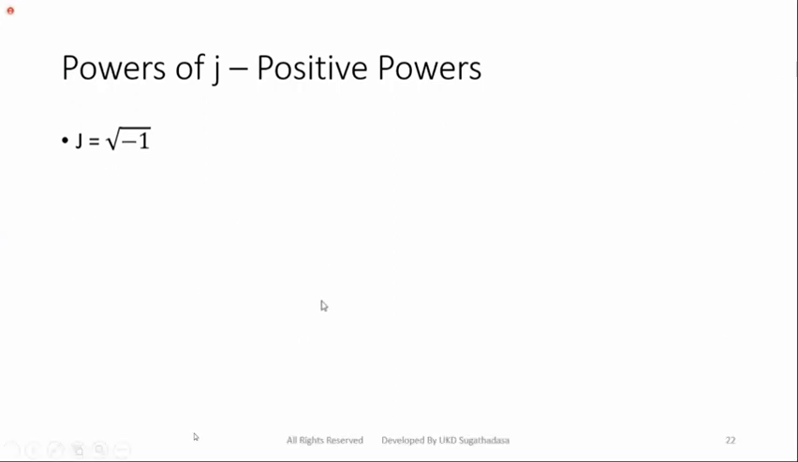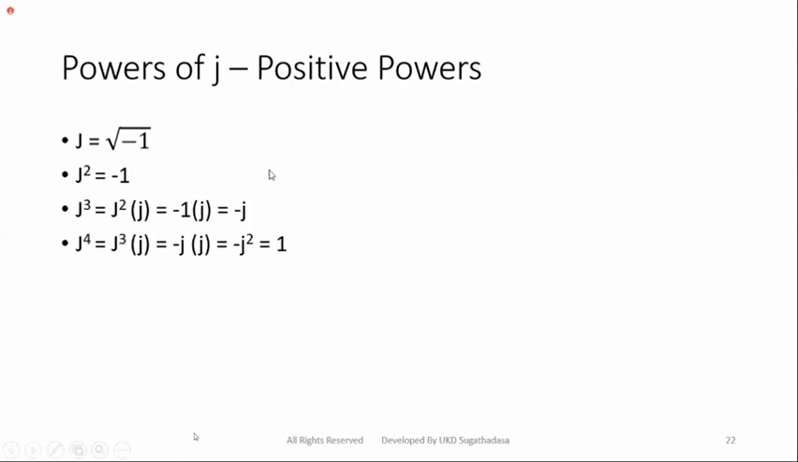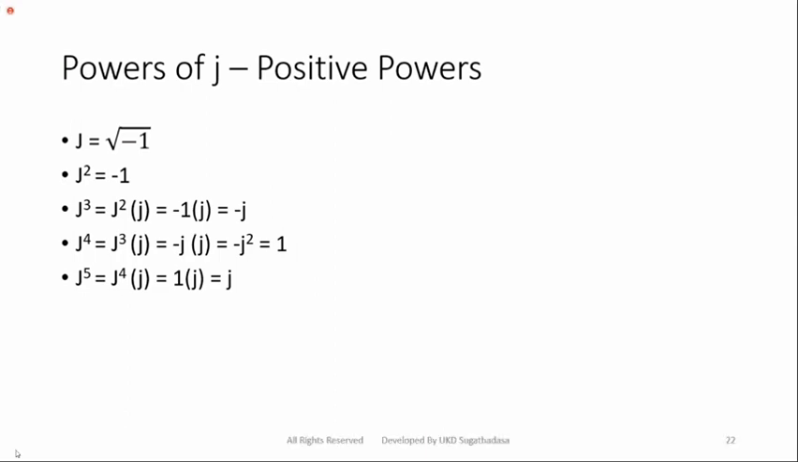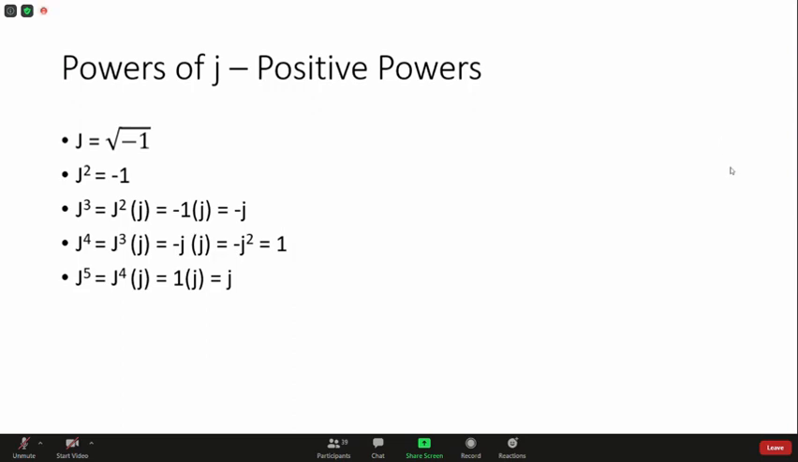Now just try to scroll. We have been discussing here j squared is minus 1, j cubed is minus j, j to the 4 is 1. This is the place where I stopped early. Everybody can see the screen now? Yes, sir. Okay, we continue.